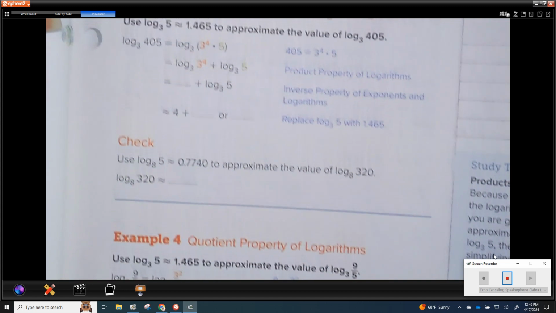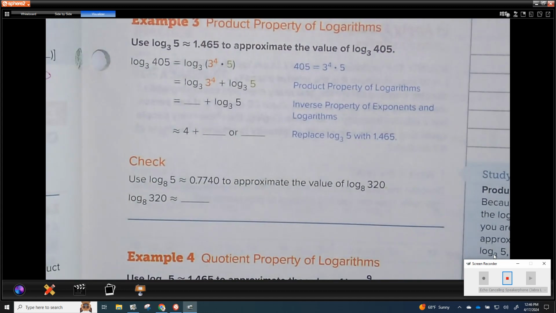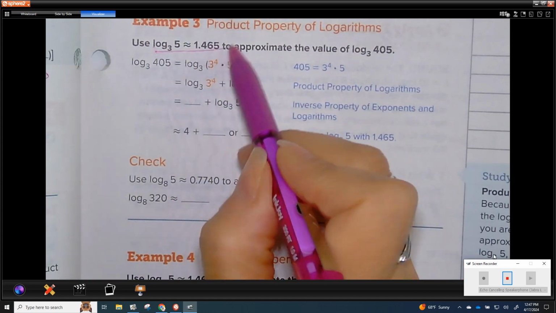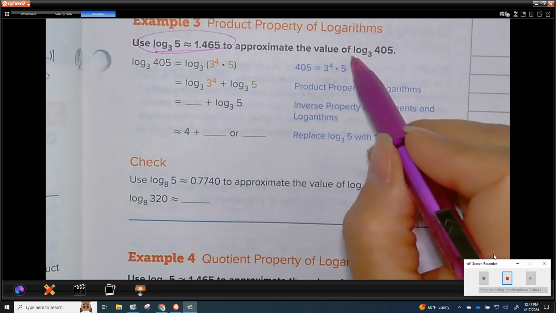Okay. This next part is what we used to have to do to estimate the value of logs, but now most calculators have a base that you can enter for logs. So you don't really do it, but I want to go over it to show you how to expand logs. So they're telling us log base 3 of 5 is about this. So we need to estimate this.